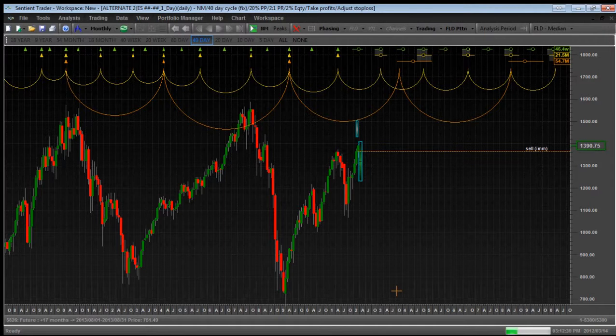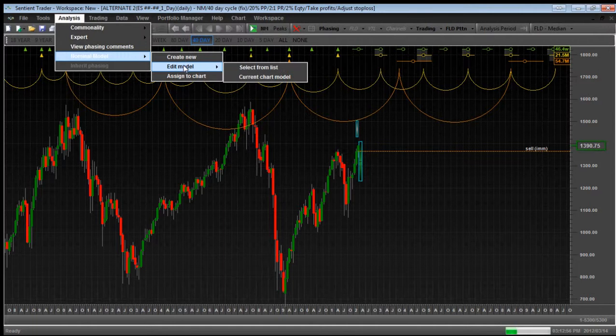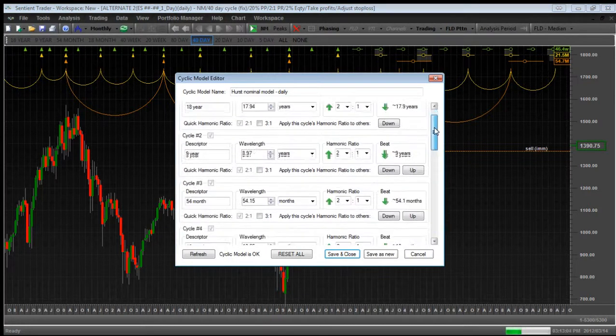Thank you very much. Can I talk about the restrictions on defining your own model periods? Royston, could you just explain what you mean by model periods? Do you mean your nominal model, creating a custom nominal model? Your own model. Okay, I presume you mean your custom nominal model. If you go to Analysis, Nominal Model, you can create a new nominal model. What can't you do? Okay. Well, let me show you by editing the model on this current chart.